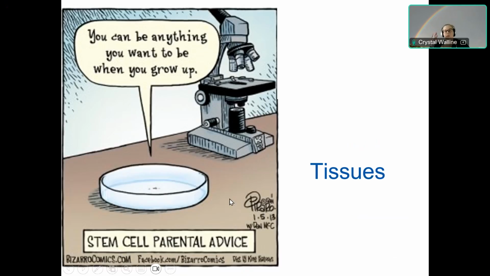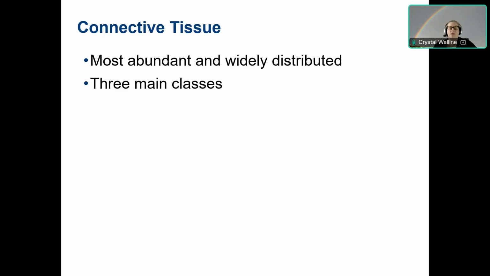Okay, so last week when we met, we talked about epithelial tissues. And now we're going to move on to the second of the four basic tissue types, connective tissues. Remember, of the four basic tissue types, we have epithelial tissue, then connective tissue, then muscular tissue, then nervous tissue. Today we're going to be focusing on connective tissues. Of all the basic tissue types in your body, the connective tissues are the most abundant and the most widely distributed. We're going to break down connective tissues today into three main classes.